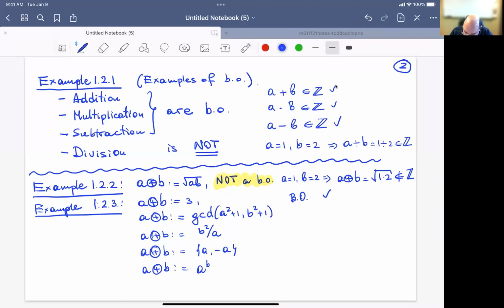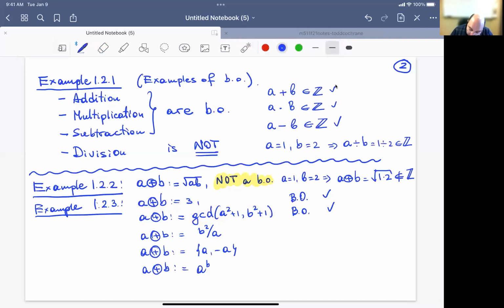Okay. So next, here it's written GCD, which means greatest common divisor. We haven't talked about that, but it can be shown that this is actually an integer. So no matter what a and b are, this expression gives you an integer, so the resulting thing is going to be a binary operation as well. I'll just write here, this is a binary operation.